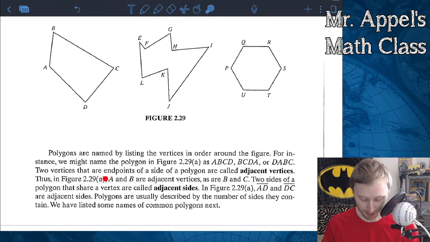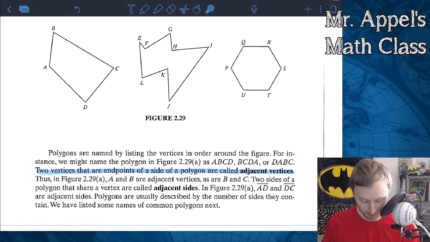Two vertices that are endpoints of a side of a polygon are called adjacent vertices. Good to know. Adjacent vertices are literally connected by a line segment. Thus, in figure 229A, A and B are adjacent vertices, as are B and C, and so on and so forth.